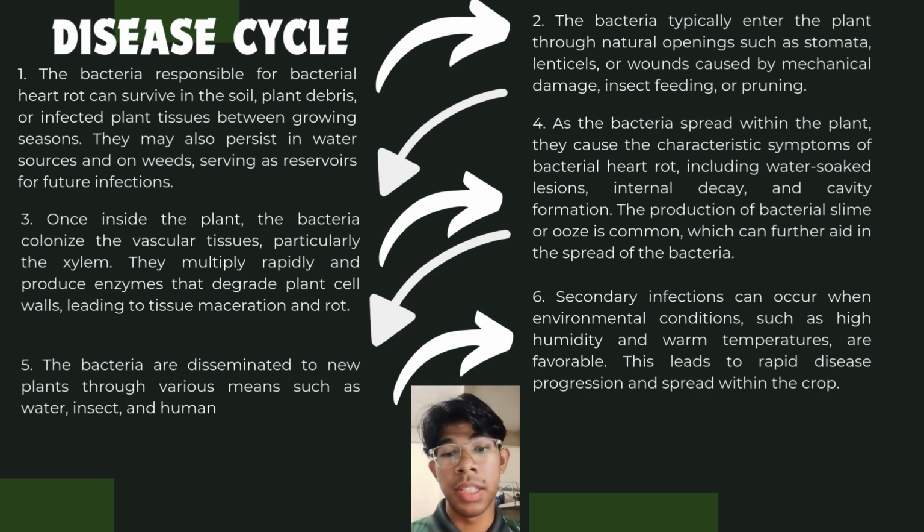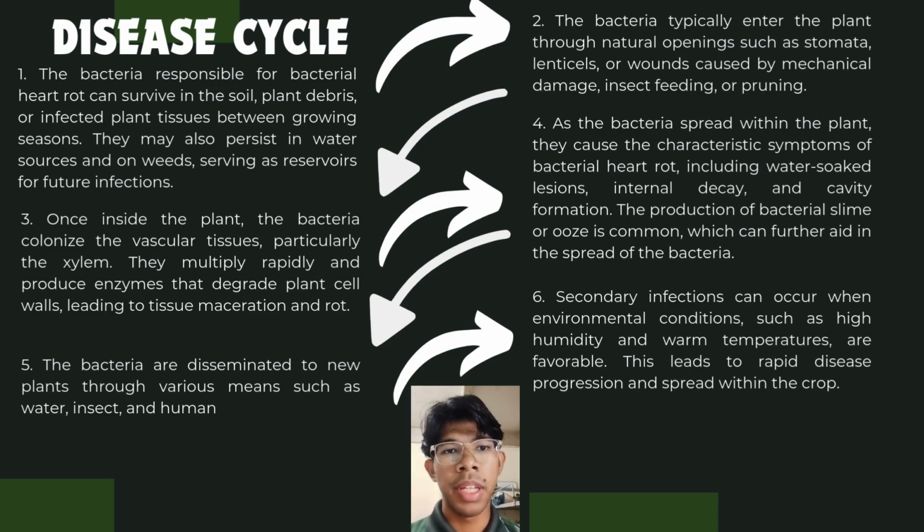So for the disease cycle, firstly, the bacteria responsible for bacterial heart rot disease can survive in the soil, plant debris, or infected plant tissue between growing seasons. They may also persist in water sources and on weeds, serving as reservoirs for future infection. Next, the bacteria typically enter the plants through natural openings such as stomata, lenticels, or wounds caused by mechanical damage, insect feeding, or pruning.